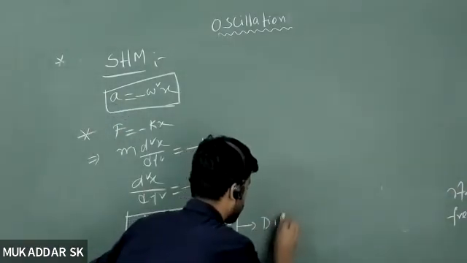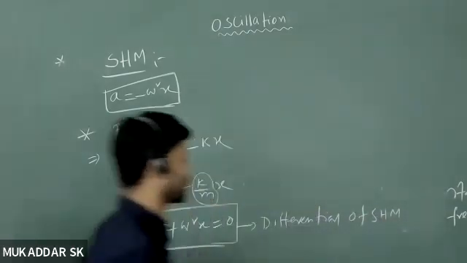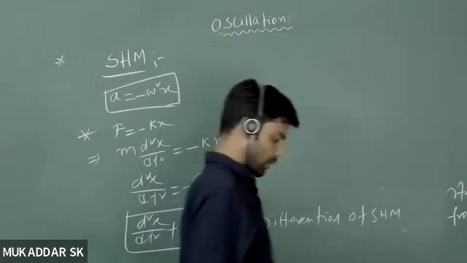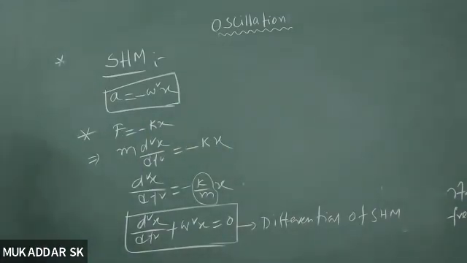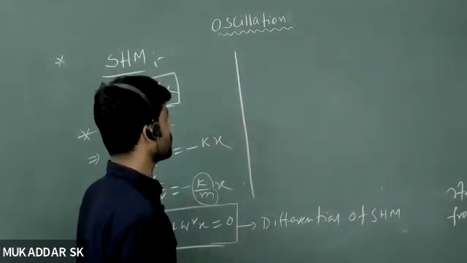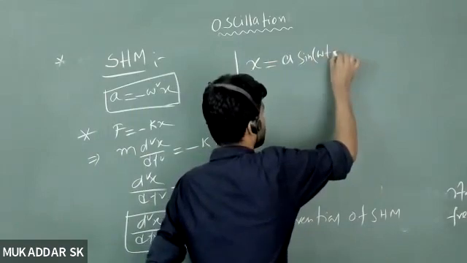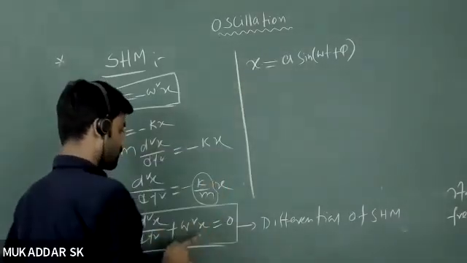This is the differential equation of SHM. Okay. If you solve it, I am not going to derive that solution, because it is done in mathematical physics, and for now it is not necessary to solve. If you solve this equation, you will get the displacement of simple harmonic motion x, that will be A sine of omega t plus phi. So this is the displacement of simple harmonic motion, and actually this is the solution of this differential equation.